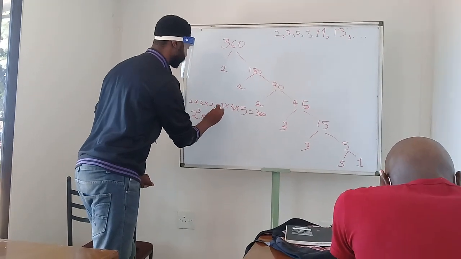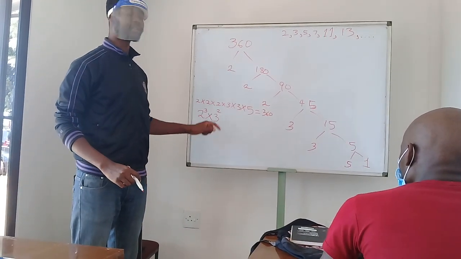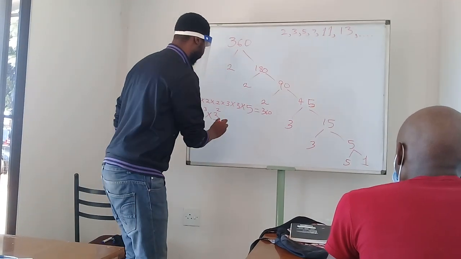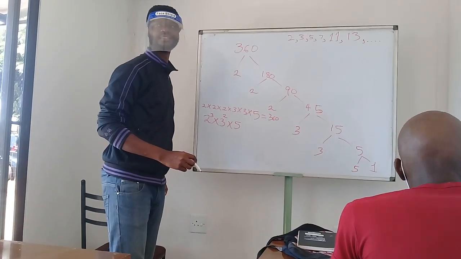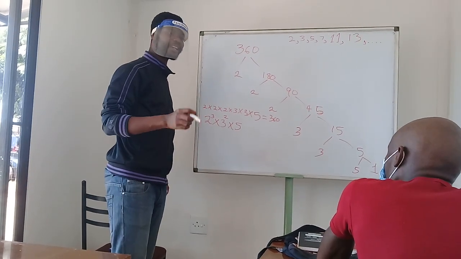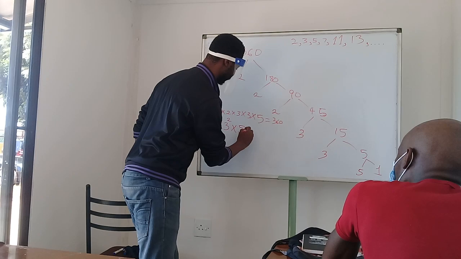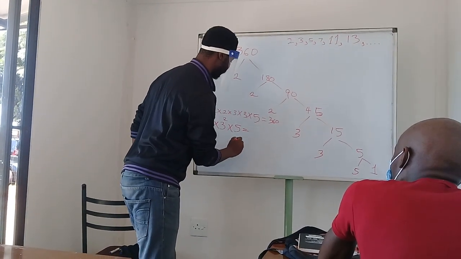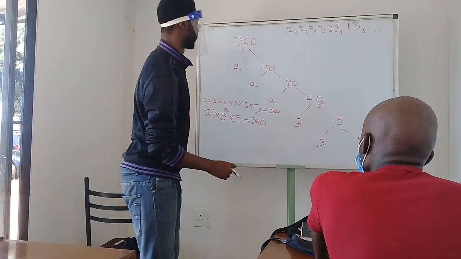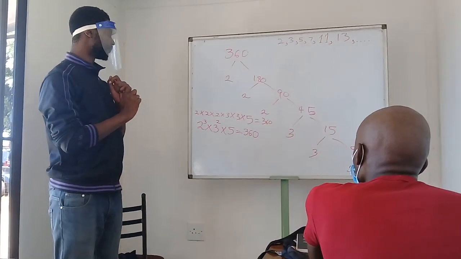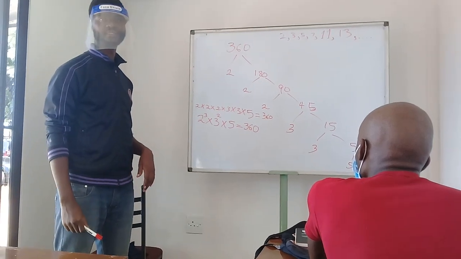And then 3 times 3. What's 3 to the power 2? 9. Times 5 to the power 1. That's the one. So, moving on to 260, we do the same thing. Okay, I think now we're good.